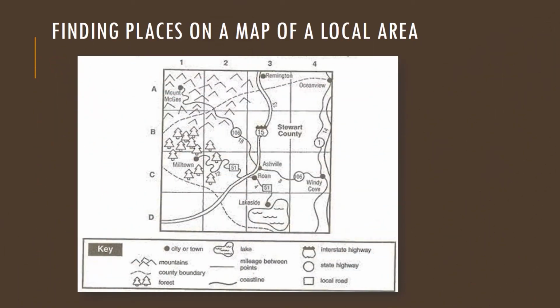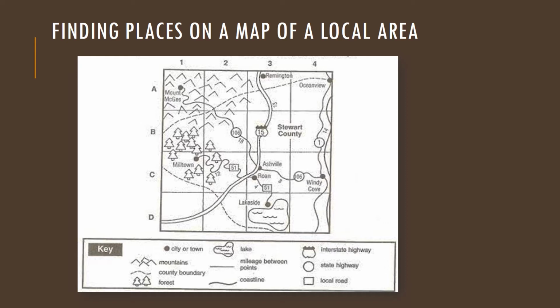Finding places on a map of a local area. A local area is an area where you live. Maps of local areas show only a small area. Hence, you can actually walk around your local area in a few hours. We use grid reference to find homes, schools, and places of interest on a map of a local area.